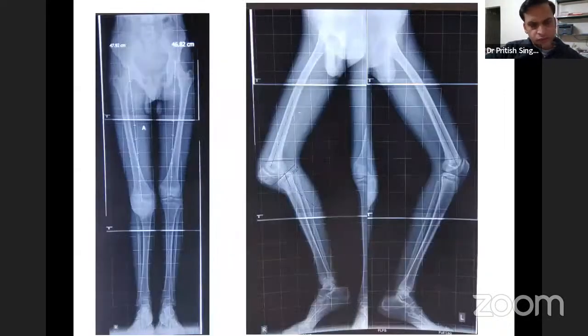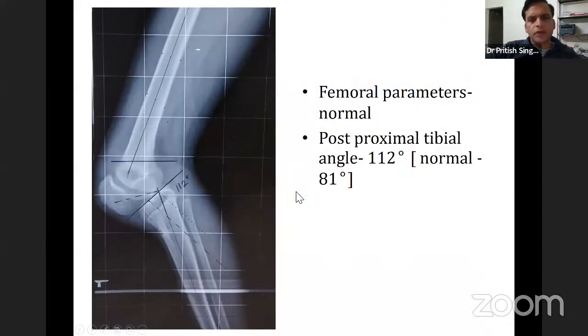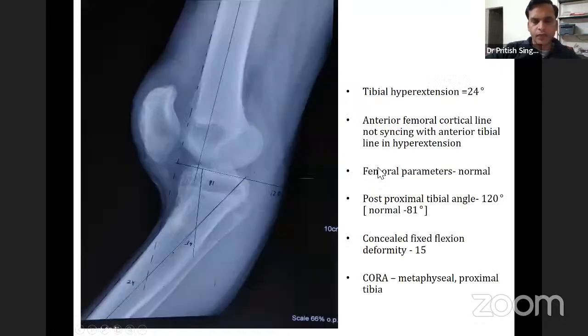We sought a scanogram. On the AP view of the scanogram, there was genu recurvatum, and scanogram calculations could not be done. The lateral view confirmed the findings of the x-ray. The posterior proximal tibial angle was accentuated, it was higher, and femoral parameters were normal. The posterior proximal tibial angle was high as compared to the normal side. On the scanogram view, it was calculated as 112 degrees as against the normal value of 81 degrees.